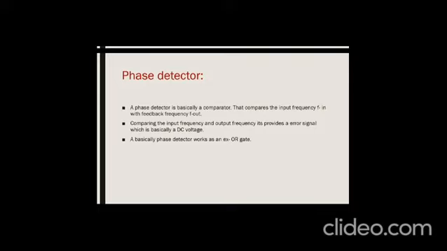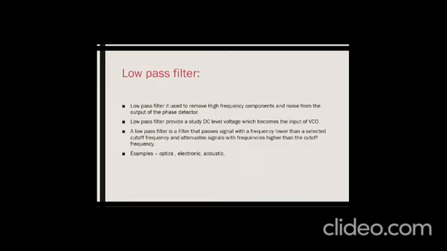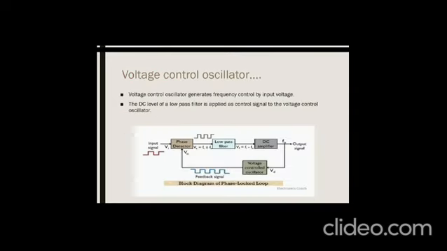Phase detector. It is basically a comparator. It works as an XOR gate. It compares the input frequency F in with the feedback frequency F out. Low pass filter. It is used to remove high frequency components and noise from the output of the phase detector. It passes signals with a frequency lower than a selected cutoff frequency. Voltage controlled oscillator. It generates a frequency controlled by the input voltage.